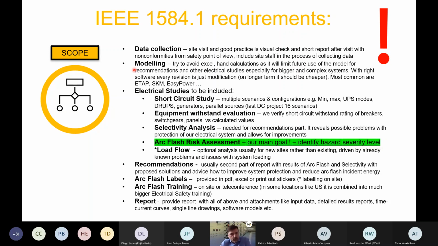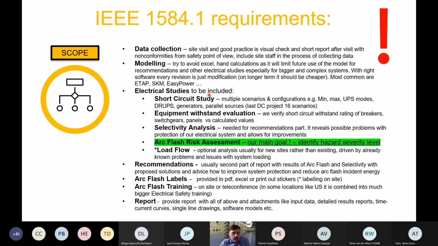Modeling, so we try to avoid Excel modeling and hand calculations, which are good for one or very small systems. But if you have a big and complex system, this is not very useful. So usually you use commercial software like ETAP, SKM, EasyPower, and more to run electrical studies. And we should include at least a short circuit study and multiple scenarios and configurations: min, max, UPS, generator modes, whatever you have. On my last data center project, I had 16 scenarios.